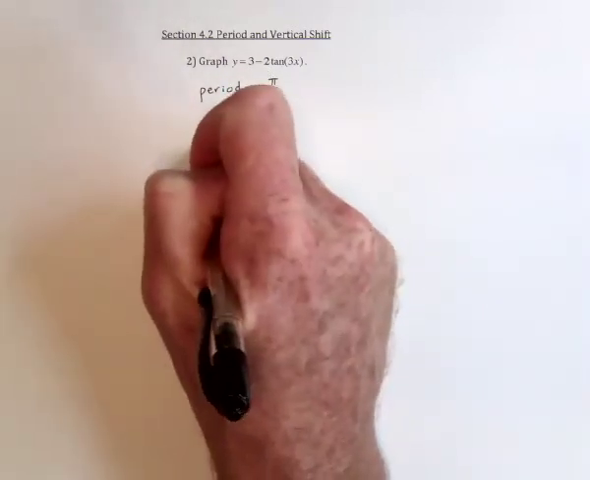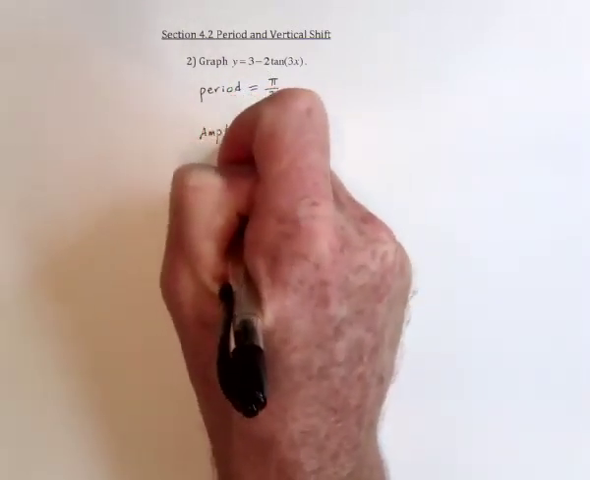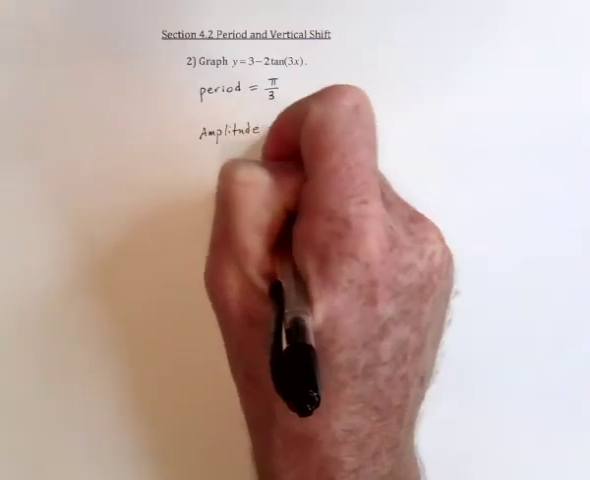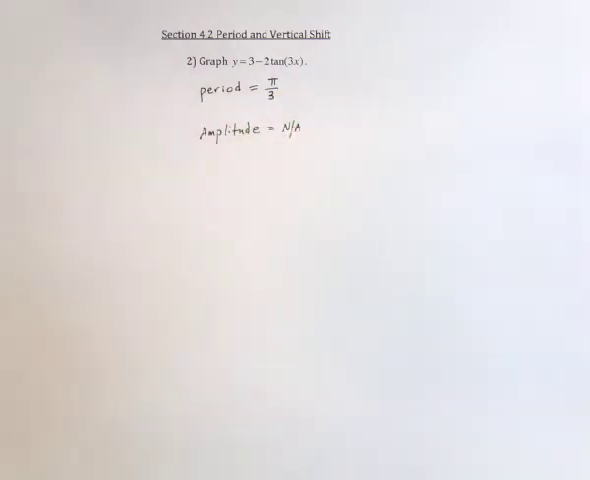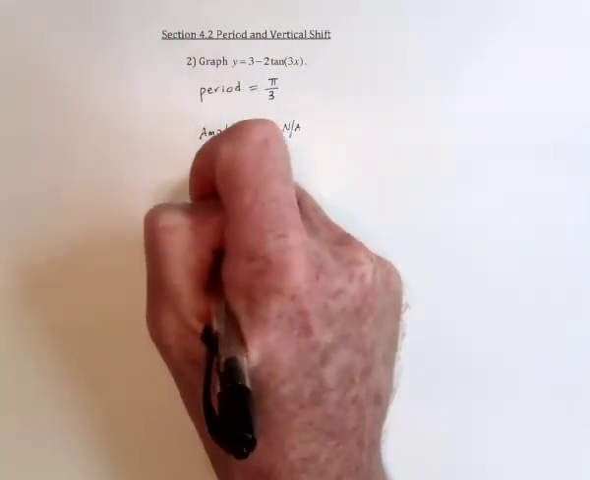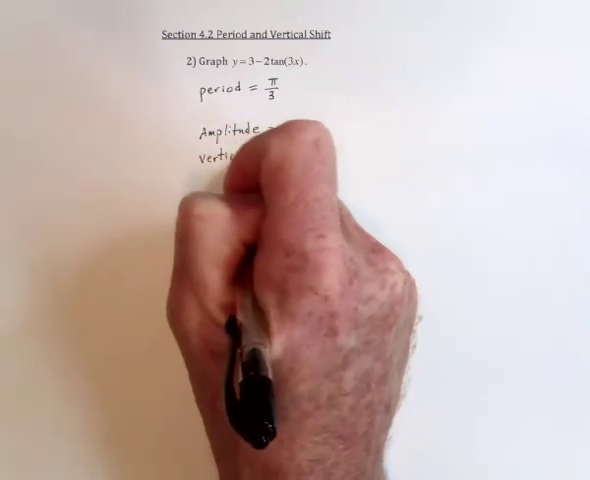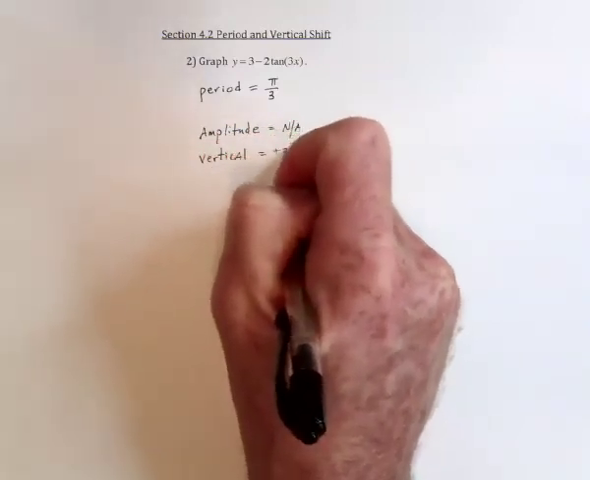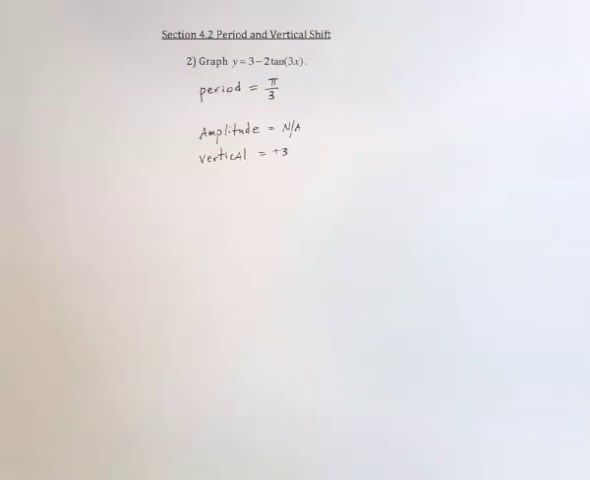So amplitude for this one is not applicable. Or you could say it's infinity if you really wanted to. Then vertical shift is 3. So either a positive 3 or that it's up by 3.